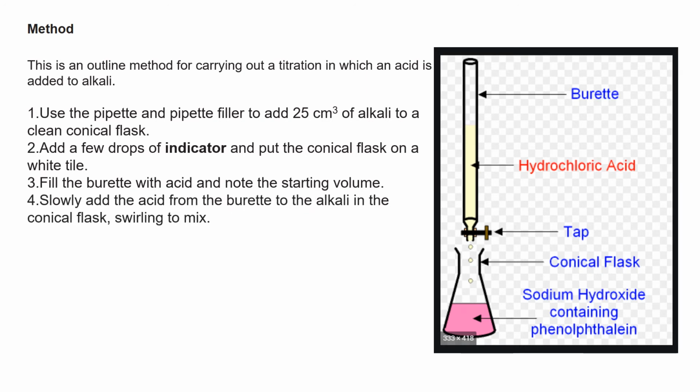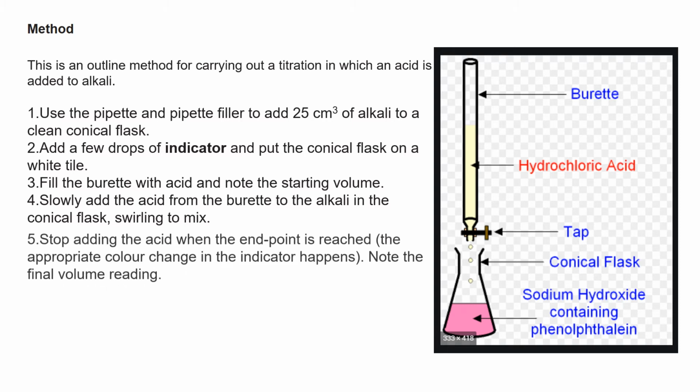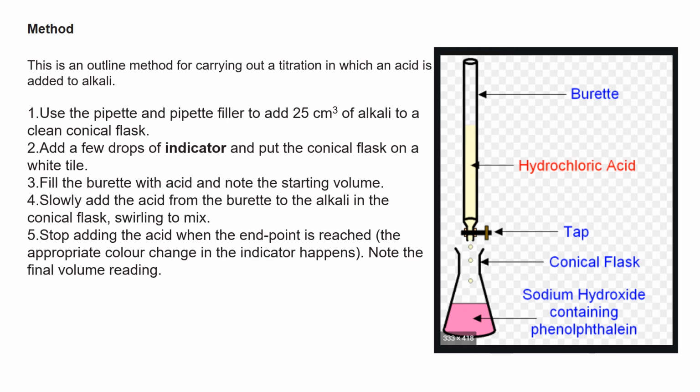Add the acid from the burette to the alkali. Now you do this by opening the tap and letting one drop through at a time and swirling it to mix to make sure it's all reacted. Stop adding the acid when the end point is reached, and this is the appropriate colour change depending on which indicator you used. In this picture we've got phenolphthalein, okay, but it could be universal indicator.